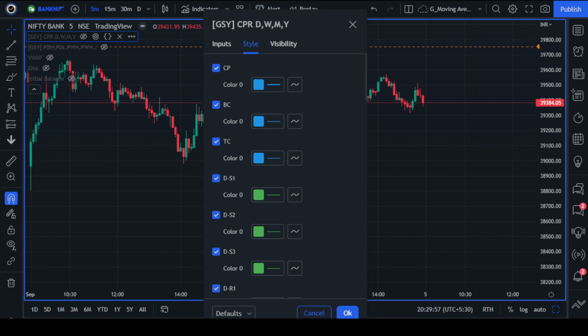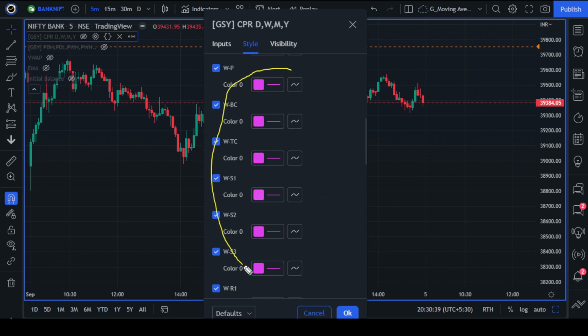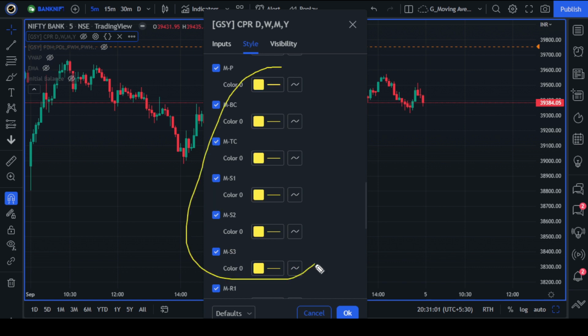And the different colors I use: the blue ones are the daily CPR, and the daily supports, the S1, S2, S3, are in green color. Daily resistances are in red color. All the weekly pivots, including the weekly CPR, are in the purple color. All the monthly pivots, including the monthly CPR, are in the yellow color. The yearly pivot is in the dark yellow color.